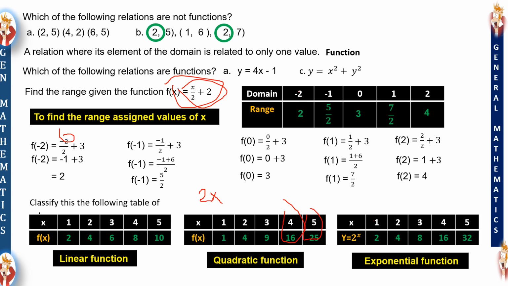Halimbawa, ang ating x is equals to 1. Ano po ang value ng ating magiging y? So that's equals to 2 raised to 1, that's equals to 1. Kung ang 2 natin raised to 2, that's equals to 4. 2 raised to 3, that's equals to 8. And 2 raised to 4, that's equals to 16. And 2 raised to 5, that's equals to 32. And therefore, yung una is a linear, pangalawa is quadratic, pangatlo is exponential function. So dapat alam po natin kung ano-anong kanilang pagkakaiba.